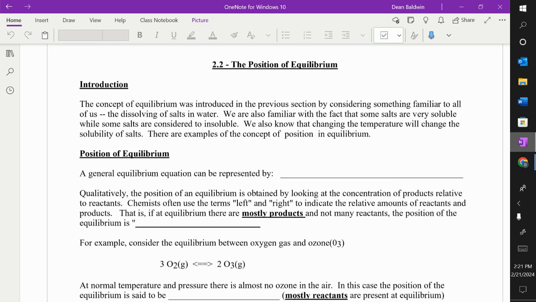And then we're going to learn how to shift it one way or the other depending on what we want to do. Then we'll get into the math behind it, which will allow us to calculate concentrations and determine how to shift it and how much to shift it. But the first thing here is the position of equilibrium.